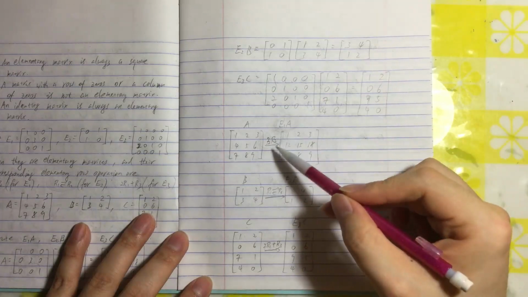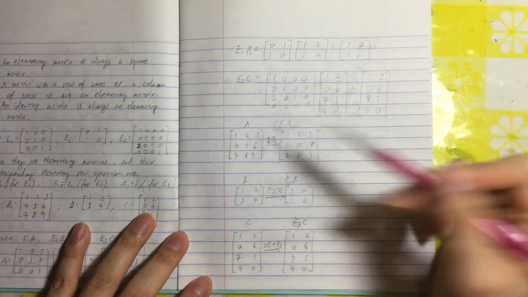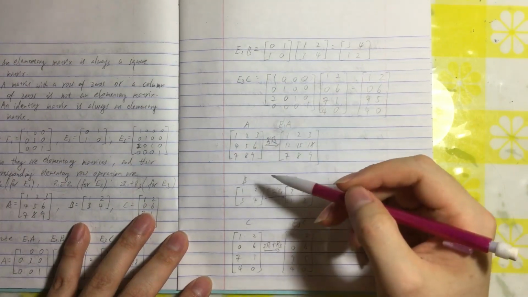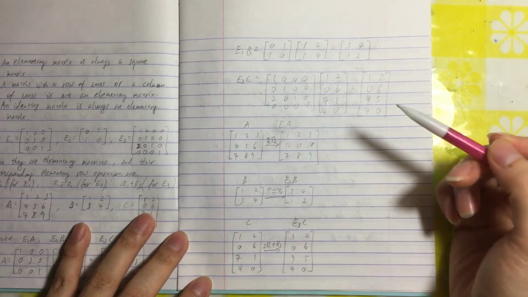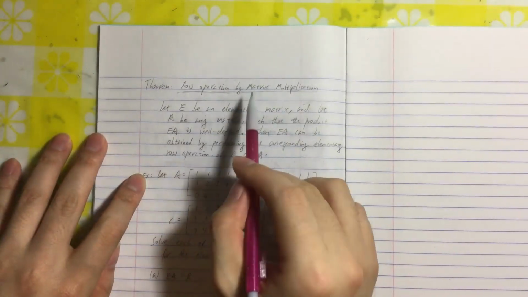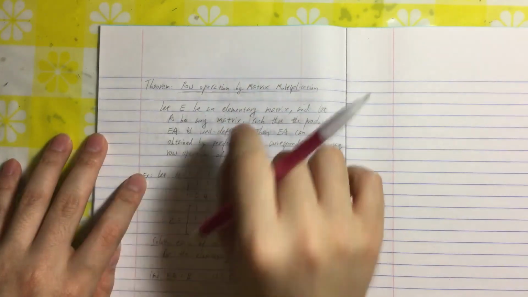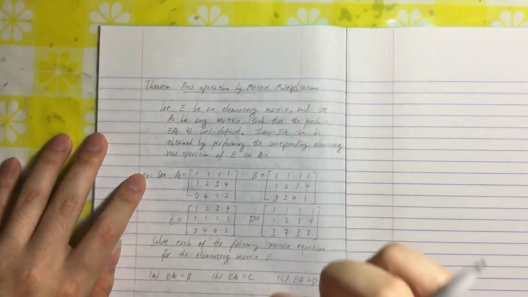So this matrix multiplication, E1 times A, can be done by performing a row operation on A. Conversely, this row operation on A can also be done by using matrix multiplication, E1 times A. That's what this theorem says: row operation by matrix multiplication. In general, a row operation can be done by using matrix multiplication, and matrix multiplication can be done by using row operations.